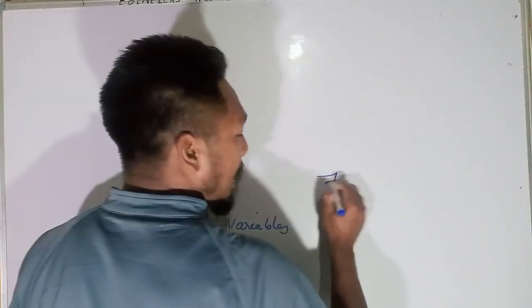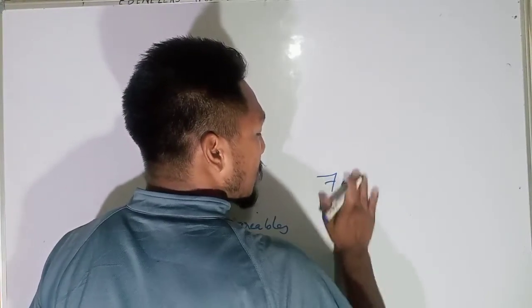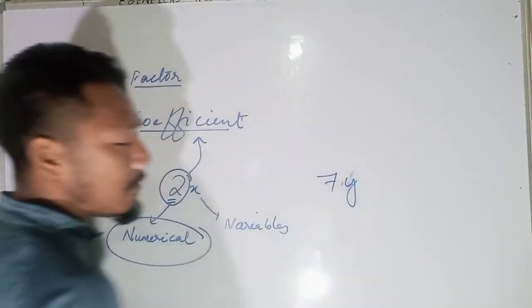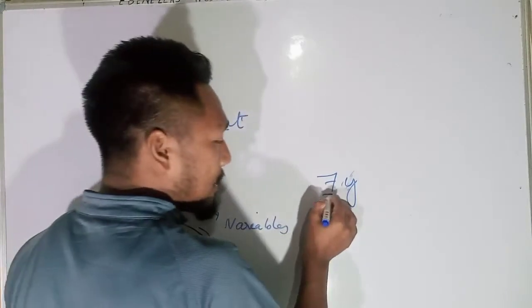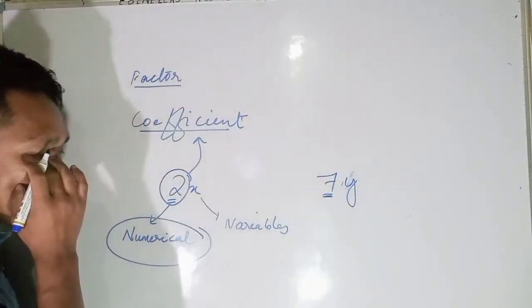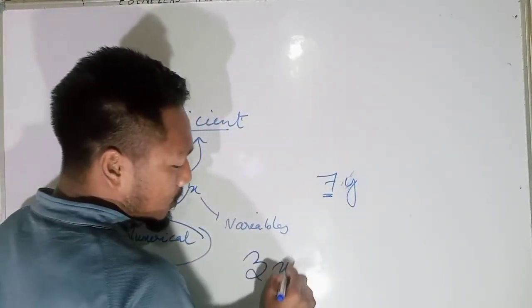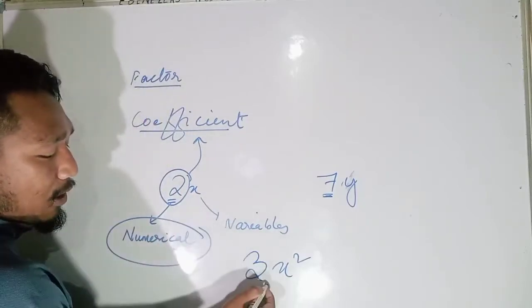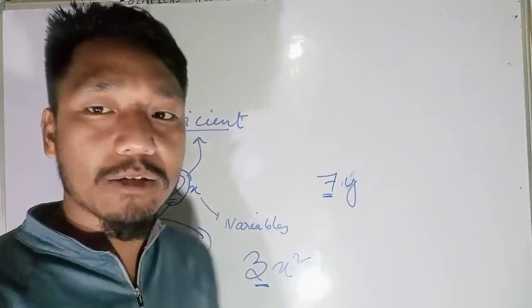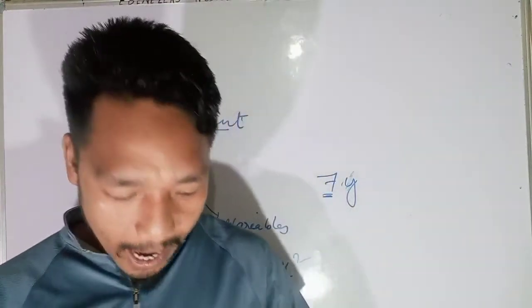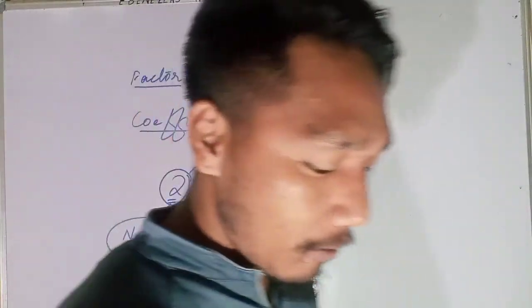Okay, next, 7x, 7y. Which one is a coefficient? This 7 is the coefficient of x. Next, 3x squared. What is the coefficient? 3 is the coefficient of x squared. So this is what we talk about as coefficients.